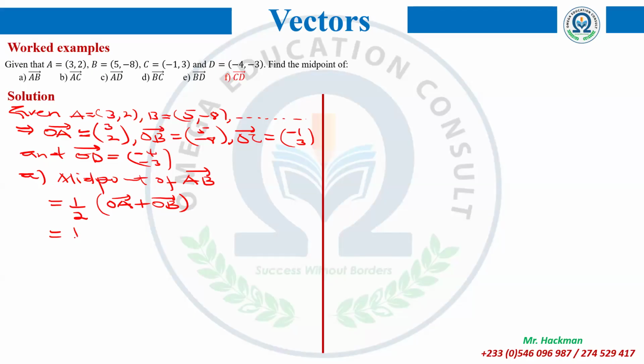So that will give us half of your vector OA plus your vector OB. What is your vector OA? You know that is 3, 2. My professors, I hope you are following. OB is 5, negative 8. So we deal with what we have in brackets first. Once you deal with what you have in brackets, the outer bracket will take the form of the inner bracket. So half of what? 3 plus 5 is 8. Then 2 plus minus 8 will give us minus 6. All correct, my professors.